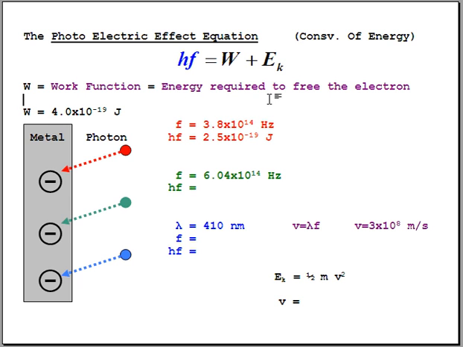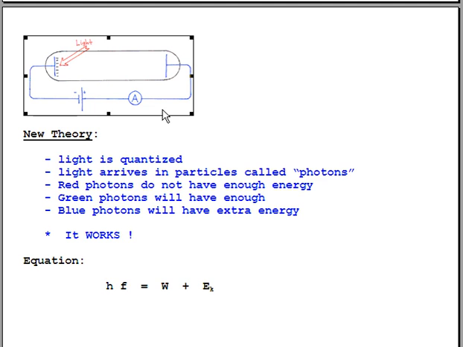When I do the calculation for hf, when I multiply it by Planck's constant, that 6.6 times 10 to the negative, whatever it was back there, no, forgotten.